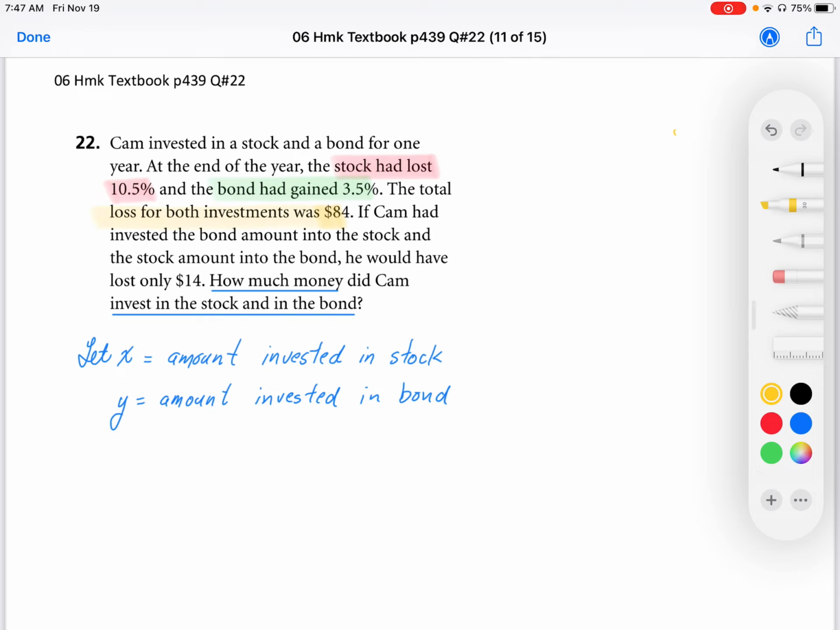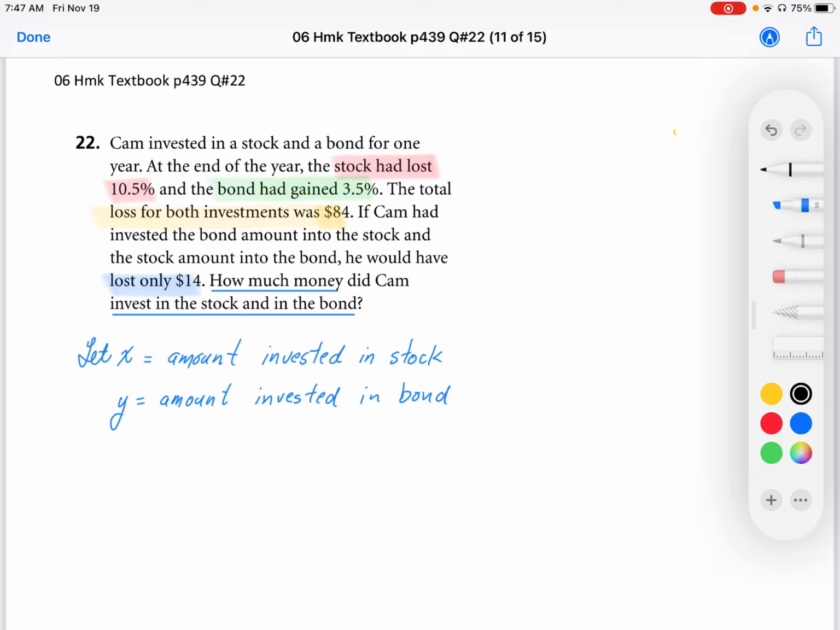If Cam had invested the bond amount into the stock and the stock amount into the bond, so if he just flipped around the investments, he would have lost only $14. Okay, so how much did Cam invest in stock and bond? That last part is what we really want to focus on first.